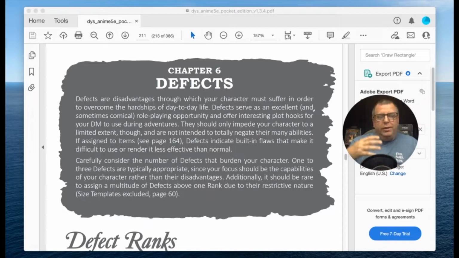So if you choose 3 defects and they're 2 points apiece, let's say, then you're going to get back 6 points into your discretionary points that you can then use for either putting in attributes or your ability scores. So you do get a bonus for choosing defects.